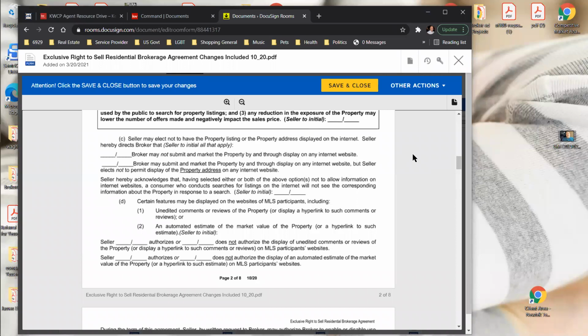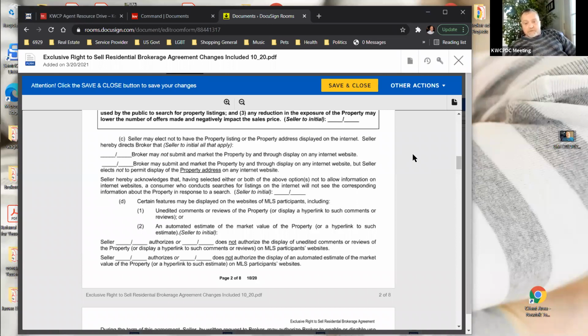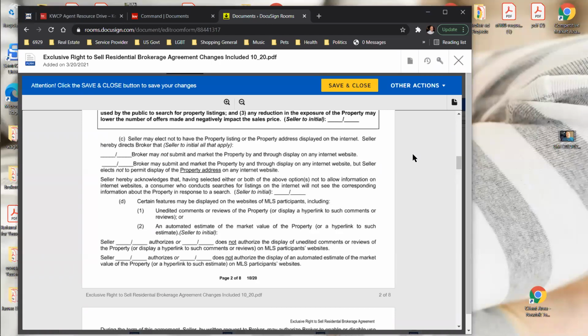But I mean, just to be clear though, it's impossible to list it in the MLS without it being on the internet. So there are some things here where logically you can't choose one and then also choose the other or not choose the other. That's so true. Just read it carefully, and obviously it's in the client's best interest to have the property listed fully with photographs with the address.